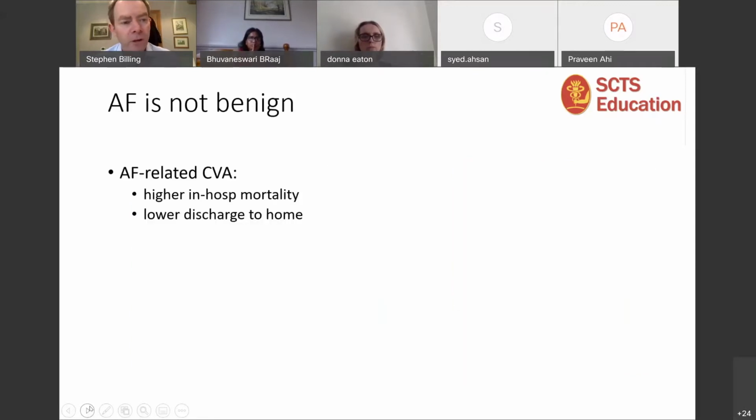When I was a medical student, and that was a long time ago, AF was considered to be a benign condition. You control the rate, think of anticoagulation. I think we're increasingly aware that AF is by no means a benign condition. I've already mentioned stroke, which is the most obvious correlate, but what is not widely appreciated is those patients having an AF-related embolic stroke have a higher in-hospital mortality than other causes of stroke and a lower chance of discharge to home than other causes of stroke. So it's a bad stroke generally.